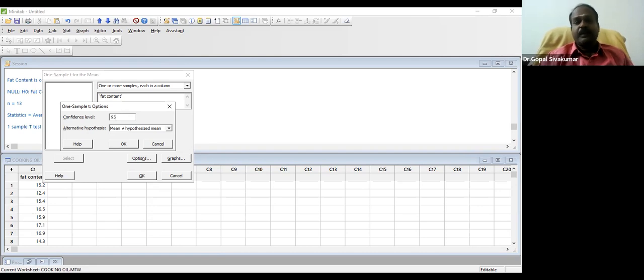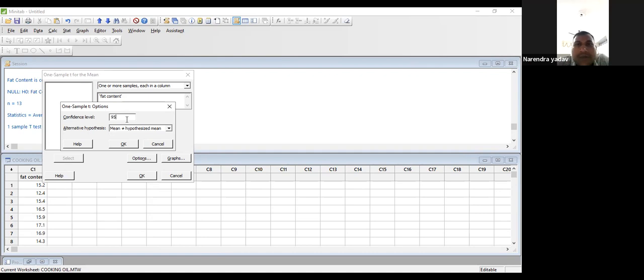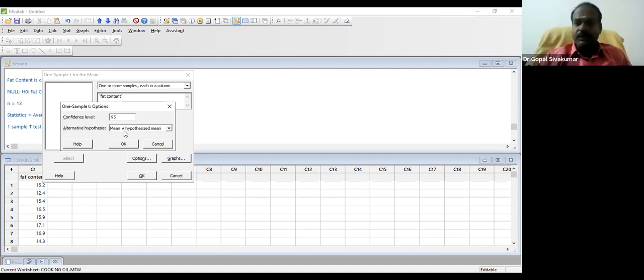Now, what is the alternate? Which is a problem for you? If the average moves above 15, it's a problem. If the average moves below 15, that is also a problem. Tell me. Yes, sir. Sometimes, sir. Then it should be not equal to. If only more than 15% is a problem, then choose greater than. If below is a problem, then choose less than. If both are problems, then choose this. I think both are problems always, isn't it?